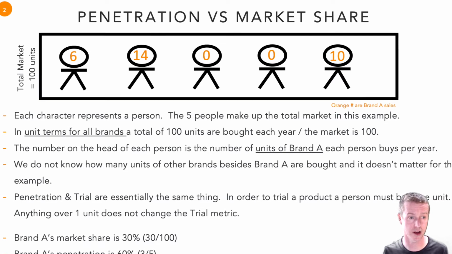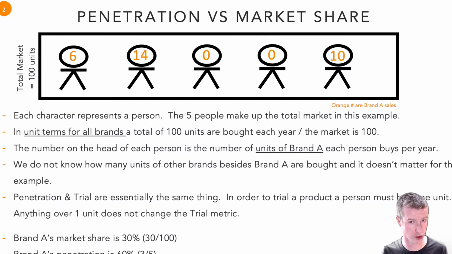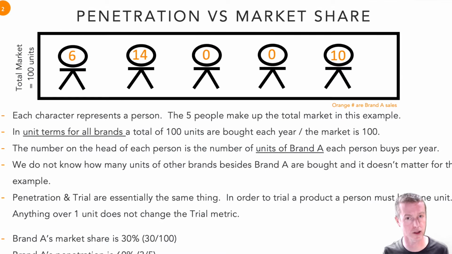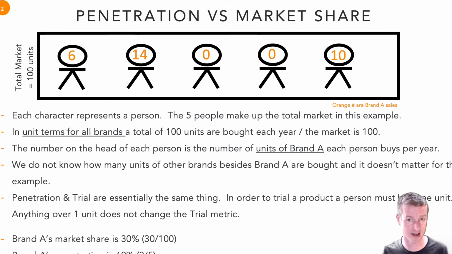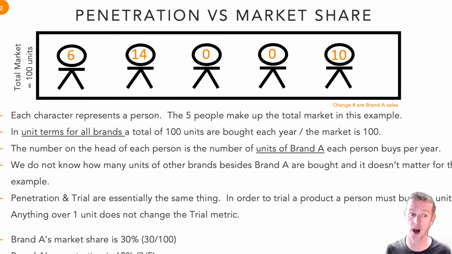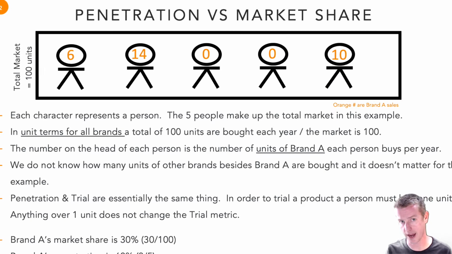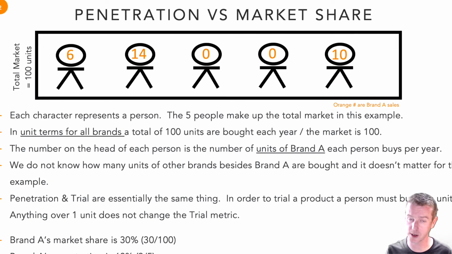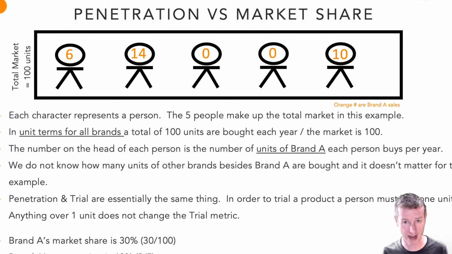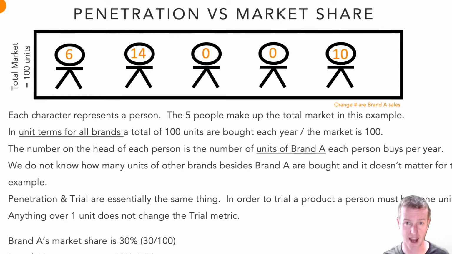That's on the left there. So the total market sales are 100 units for all brands within that marketplace. However, in this example, we're not concerned with other brands beyond brand A. And brand A sales to each of these people is highlighted with the orange number on each of their heads. So person 1 buys 6 units, person 2 buys 14, person 3 and 4 don't buy any units, and person 5 buys 10.